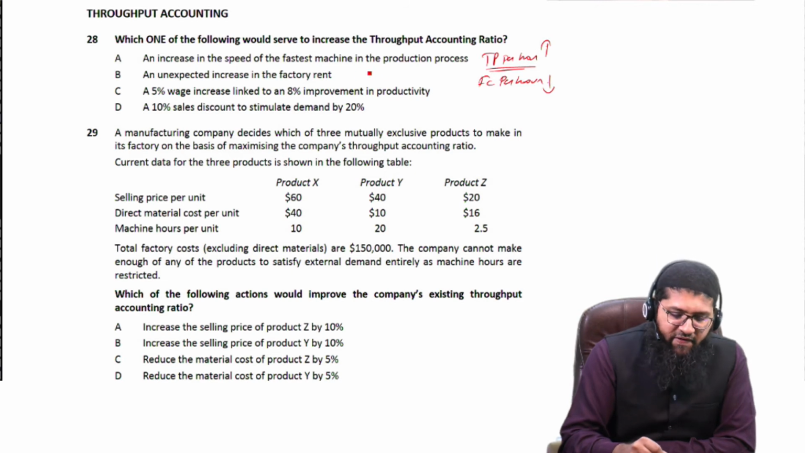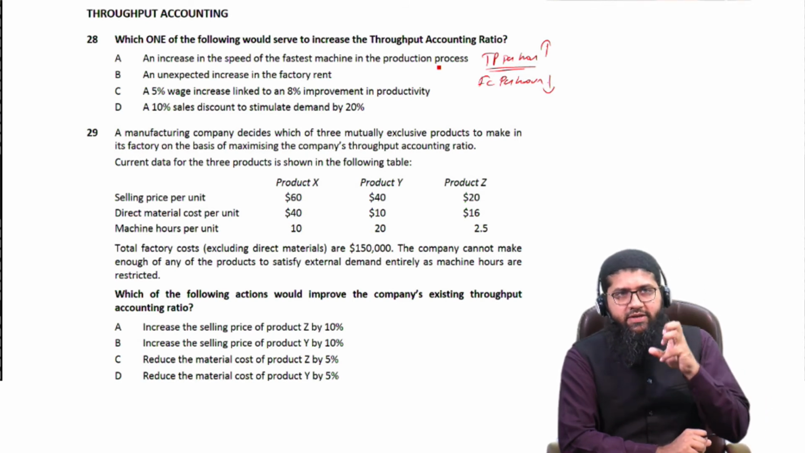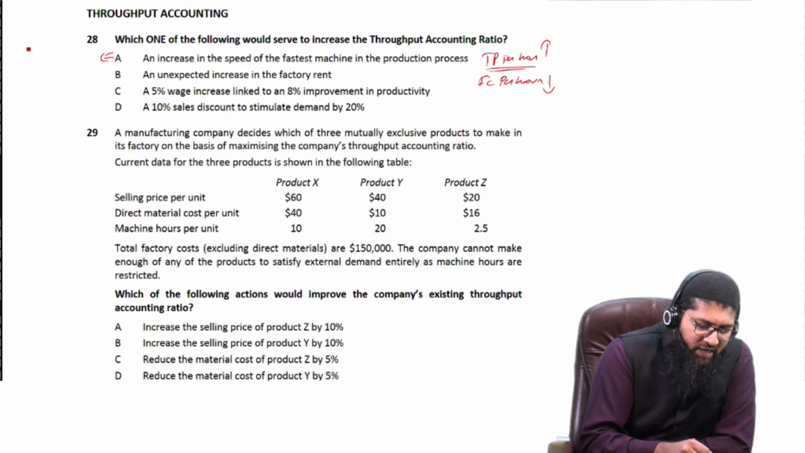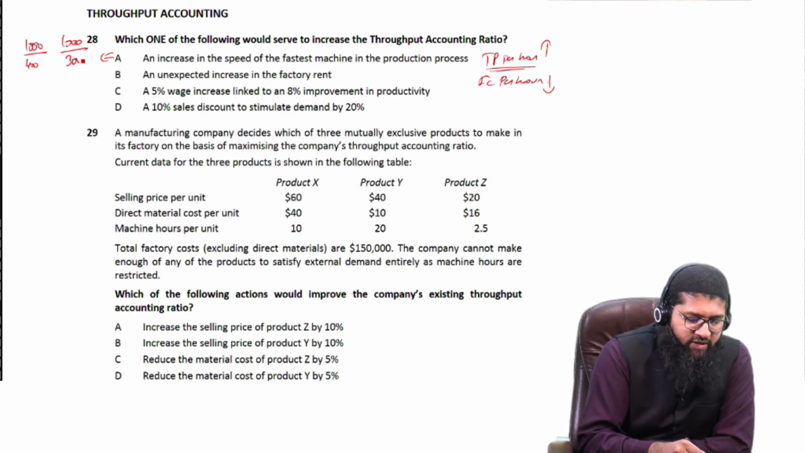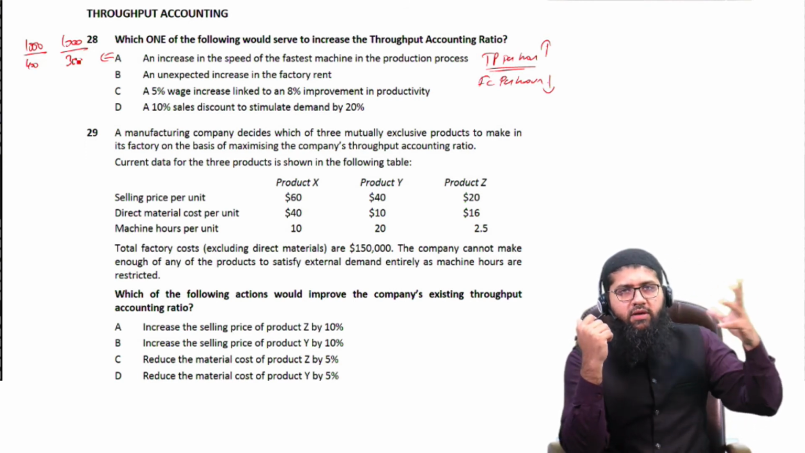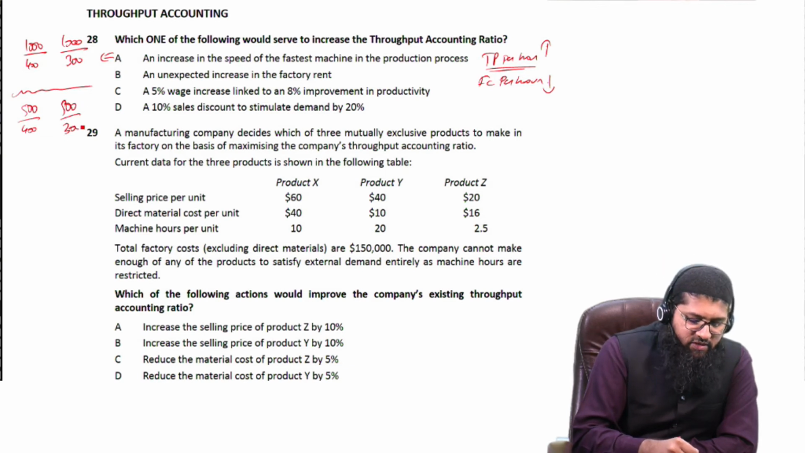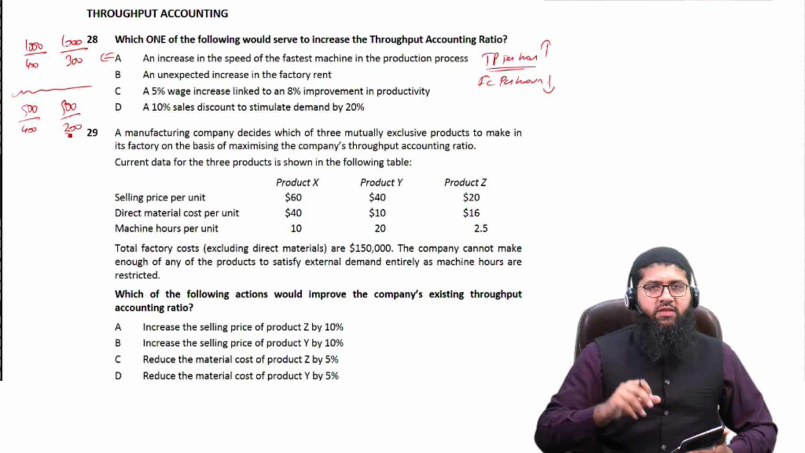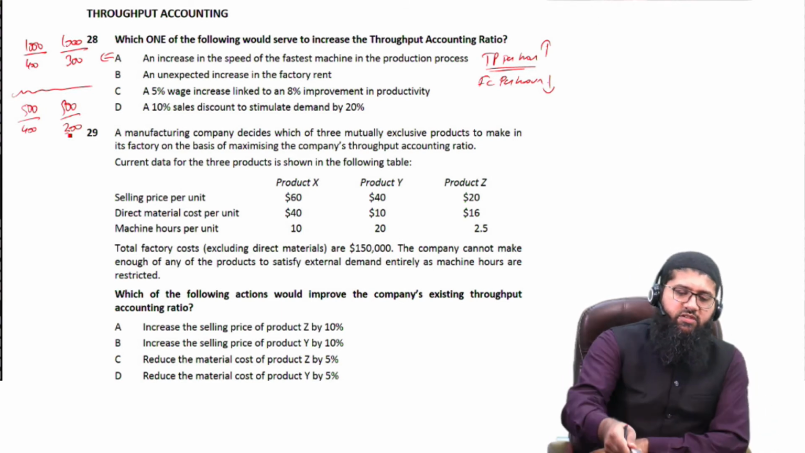It says an increase in the speed of the fastest machine in the production process. When you increase the speed, the time taken actually reduces, and when the time taken reduces, the throughput per hour actually increases. So let's say if you had 1,000 throughput divided by 400 hours, then you have 1,000 throughput divided by 300 hours. So automatically, throughput per hour is going to increase. But at the same time, let's say if we had 500 as a cost, 500 divided by 400, now 500 divided by 300. So the denominator would also increase. You would have an increase in the numerator plus an increase in the denominator, so the throughput accounting ratio may not always increase. It will probably get adjusted.